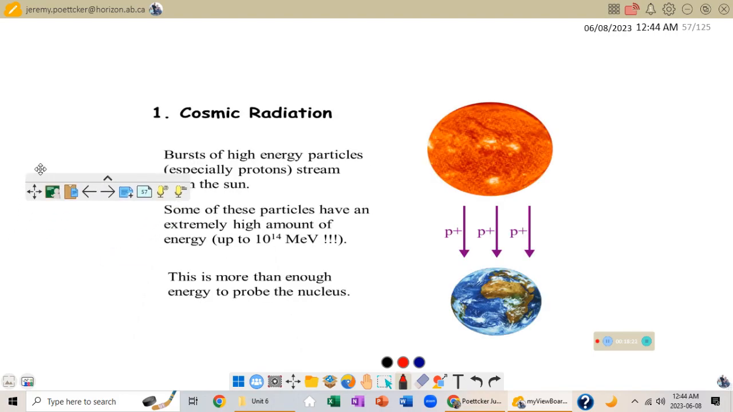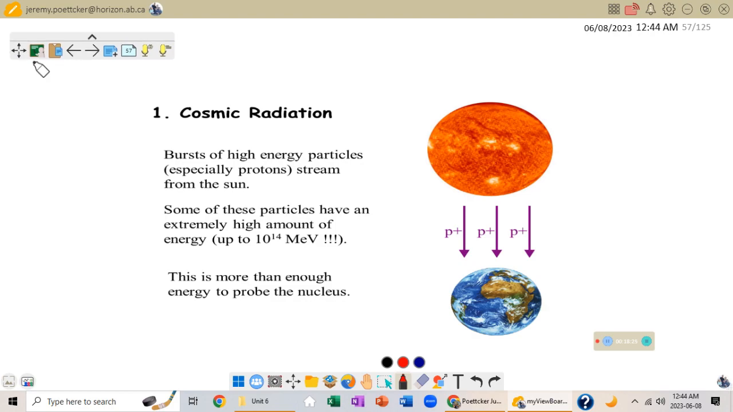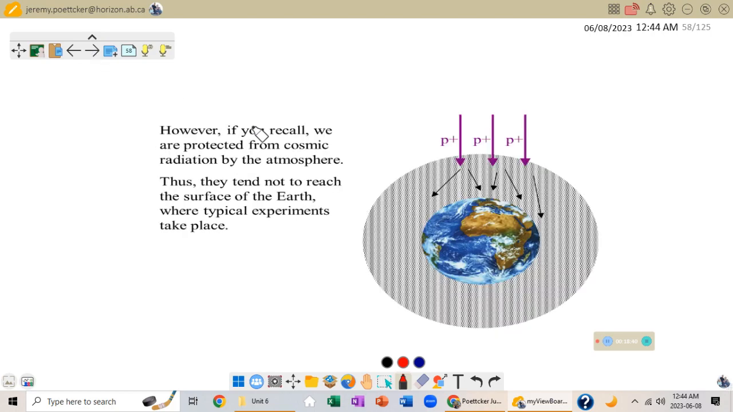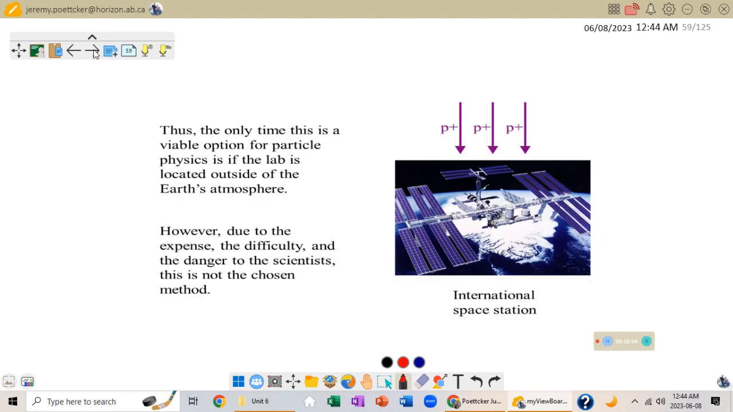So initially, the idea is, well, what about cosmic radiation? Right? We get bursts of high energy particles, especially protons that come from the sun. Some of these are like 10 to the 14th mega electron volts. This is a huge amount of energy. But our atmosphere makes it so that most of these high energy protons don't reach the surface of the Earth, which means that we can't really do those experiments, at least not in the early 1930s, at the surface of the Earth.